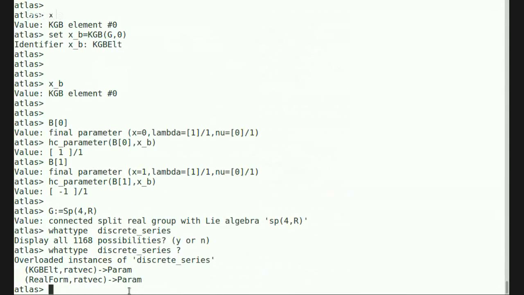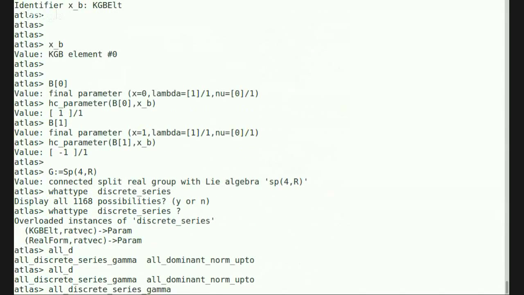Discrete series has a couple different versions. The second one is the one I'm interested in. You give it a real form and a rational vector. Oh no, I'm sorry. The command that I want is all discrete series gamma. There we go.